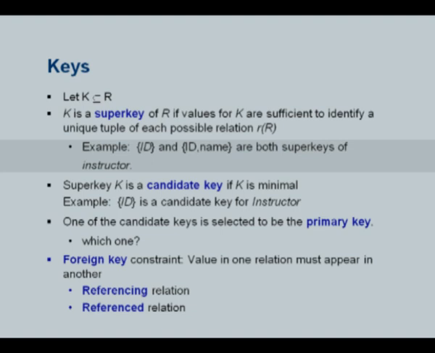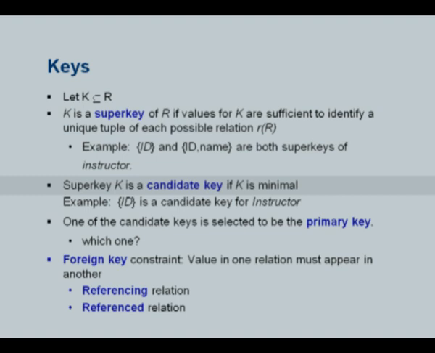Now we generally do not want to tag on unnecessary attributes with a key. So a candidate key is a minimal super key. What does that mean? A candidate key is a set of attributes such that if you drop any attribute from that set it will no longer be a super key. So is the combination ID comma name a super key? Yes it is.